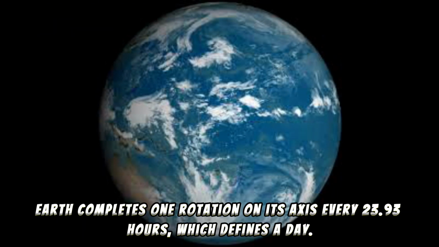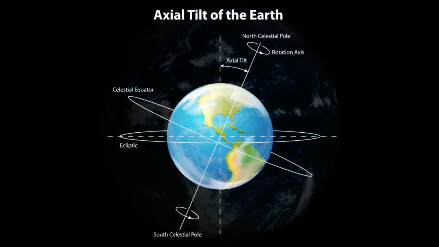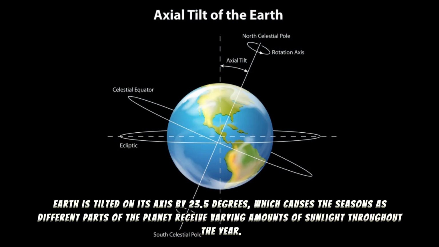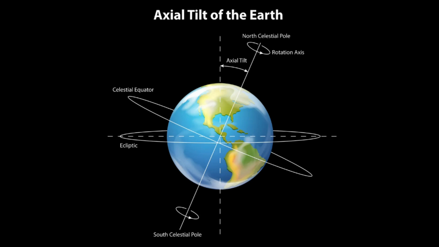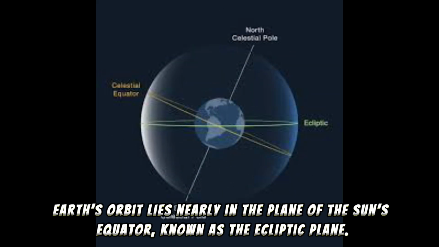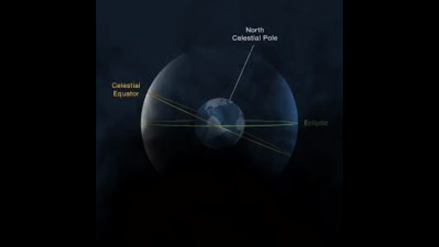Earth completes one rotation on its axis every 23.93 hours, which defines a day. Earth is tilted on its axis by 23.5 degrees, which causes the seasons as different parts of the planet receive varying amounts of sunlight throughout the year. Earth's orbit lies nearly in the plane of the Sun's equator, known as the ecliptic plane.